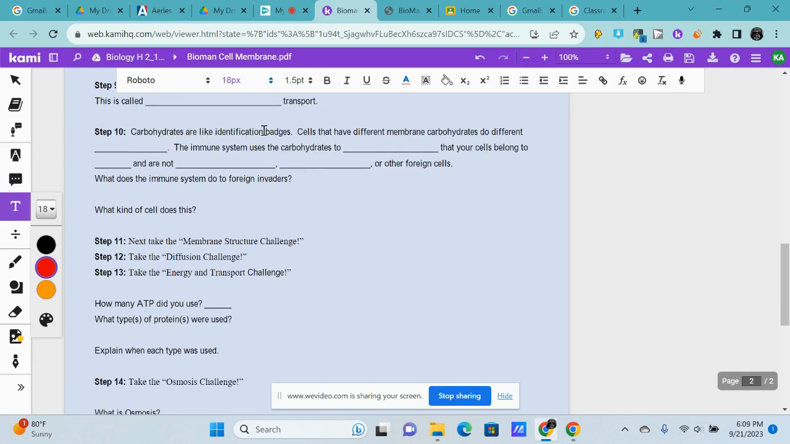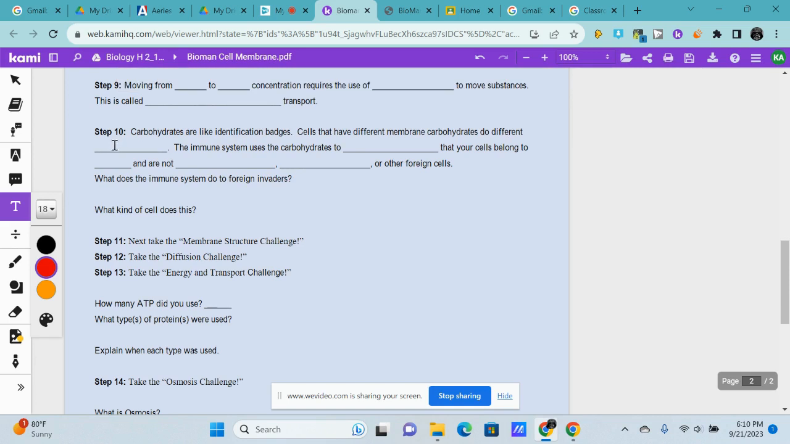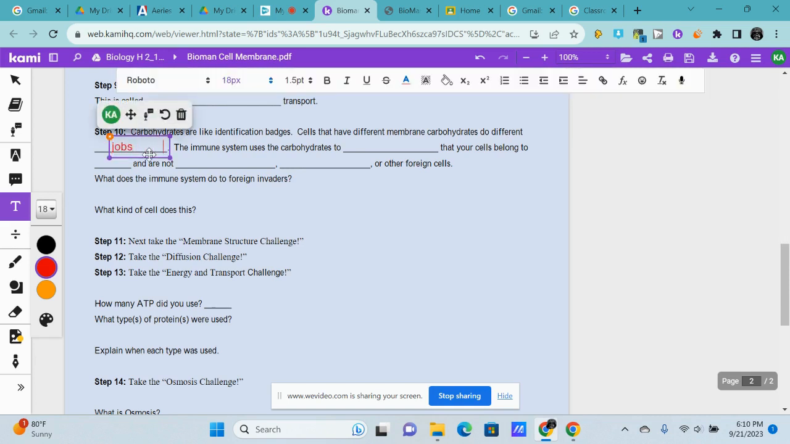Carbohydrates are like identification badges. Cells that have different membrane carbohydrates do different jobs. The immune system uses carbohydrates to determine that your cells belong to you and are not foreign invaders like bacteria or viruses or other foreign cells. So your immune cells see these little carbohydrates and proteins on the cell membrane, and they determine whether those cells belong to you or not.